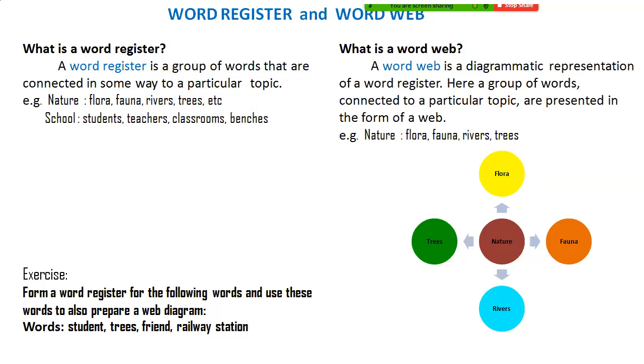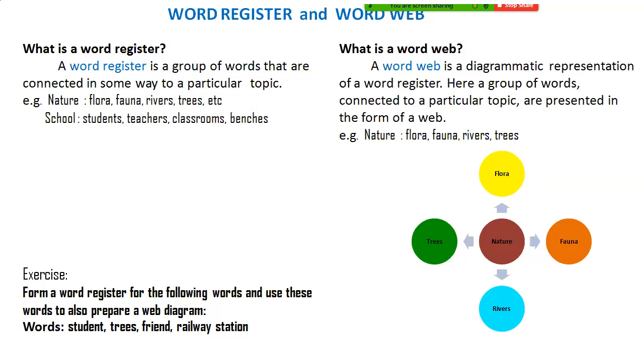We move on to the next topic, that is word web. What is a word web? A word web is a diagrammatic representation of a word register. That is, it's a word register, only in this case, you're representing that connection or series of words which are connected to a particular word in the form of a diagram. In this case, in the form of a web.